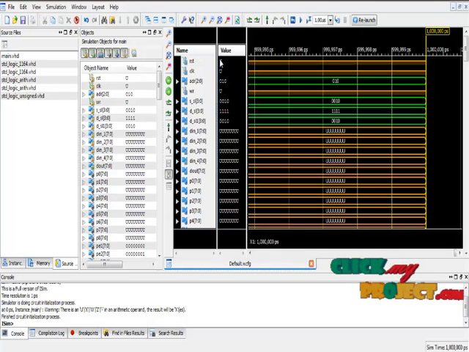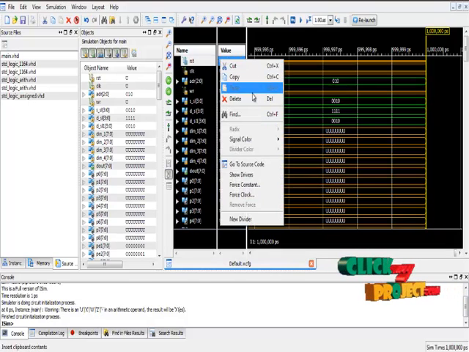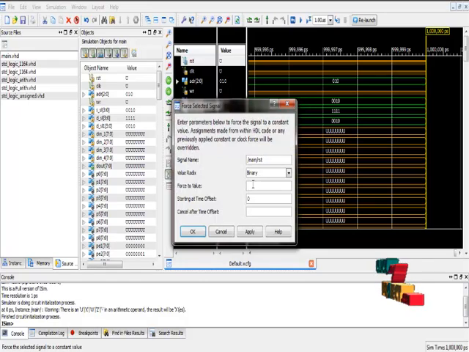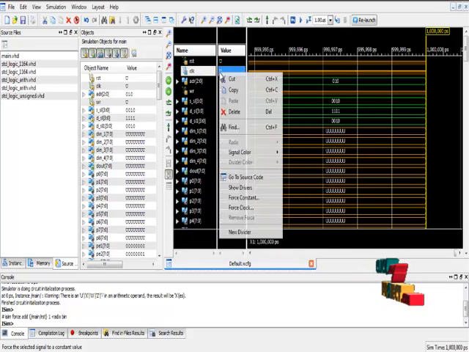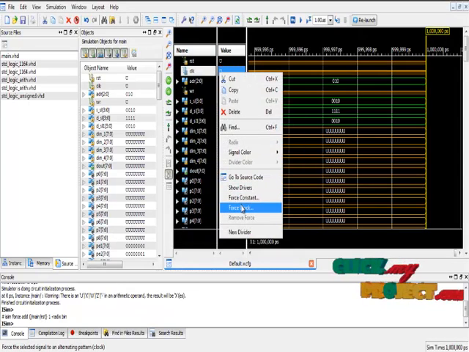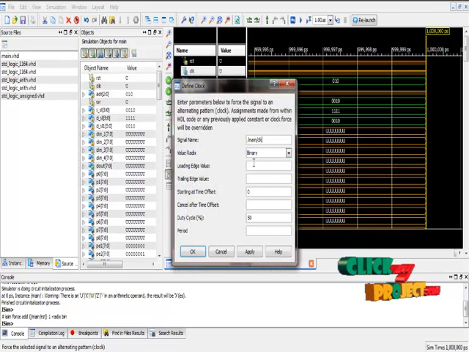Now I'm going to give the input for the reset. Click force constant. First of all, you should give 1 once, which is a must for the input reset value. After that we go to the clock value. For force clock, the leading edge value is 0 and the trailing edge value is 1, and the period is 1000 ns.